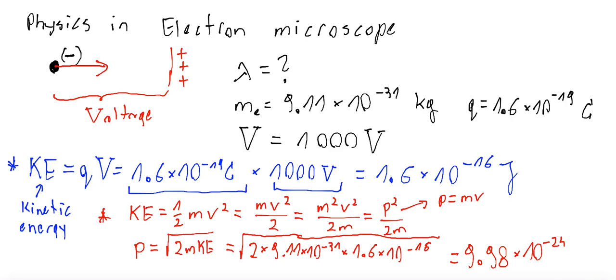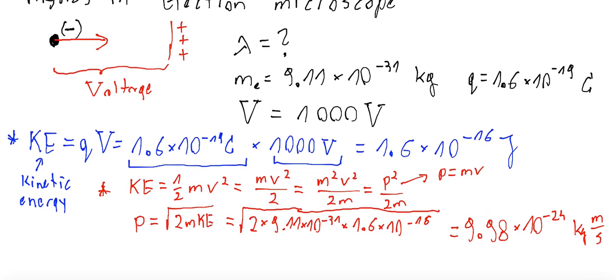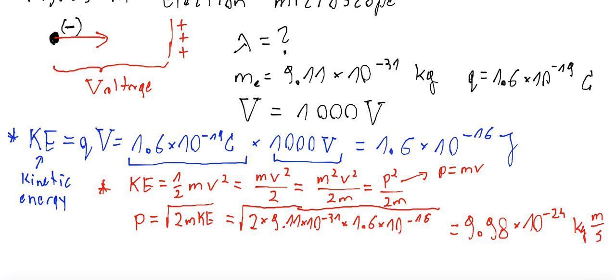Momentum has a unit of kilogram times meter per second, because this is mass times velocity. Okay, so we finished the second step, and now the last part. The question was about the wavelength of the electron. Wavelength of the electron is given by the de Broglie equation: Planck's constant divided by its momentum.